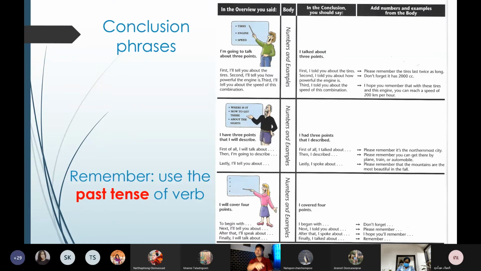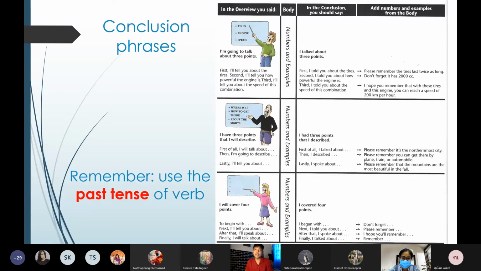So when you go to the bottom left, remember, use the past tense of the verb. You can see the red one, past tense. Again, let me just repeat, past tense. In the introduction, you use the future tense. In the body, you use the present tense. In the conclusion, you use the past tense.